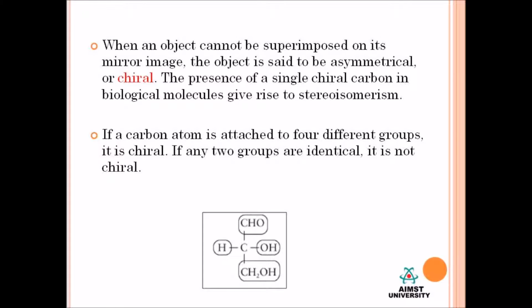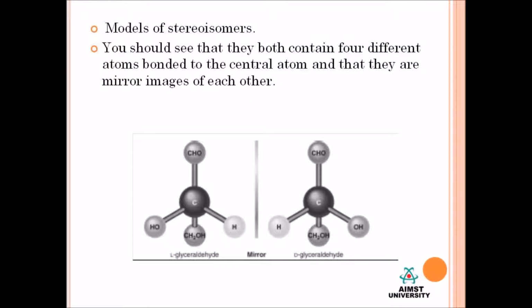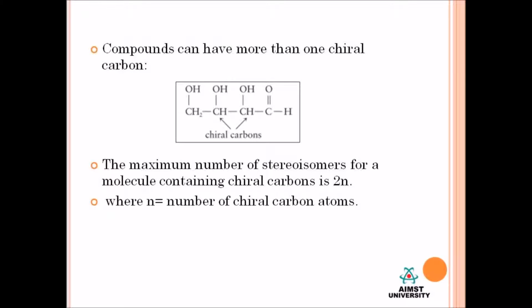When an object cannot be superimposed on its mirror image, the object is said to be asymmetrical, or chiral. The presence of a single chiral carbon in a biological molecule gives rise to stereoisomerism. If a carbon is attached to 4 different groups, it is called a chiral carbon. If any 2 groups are identical, it is not a chiral carbon.